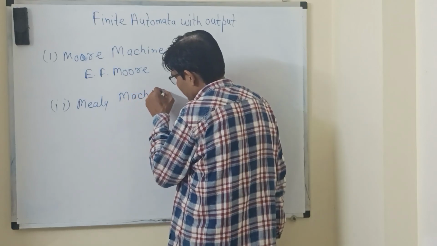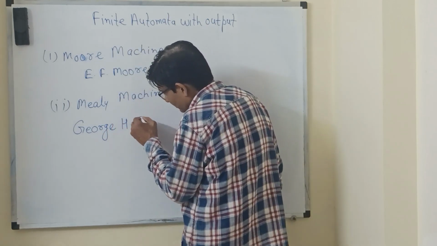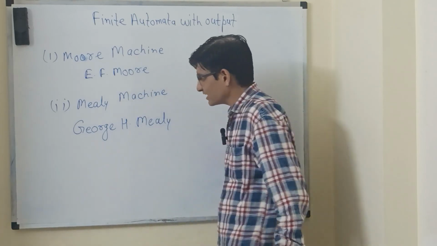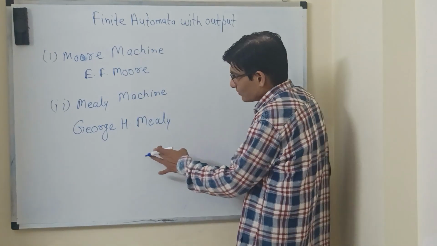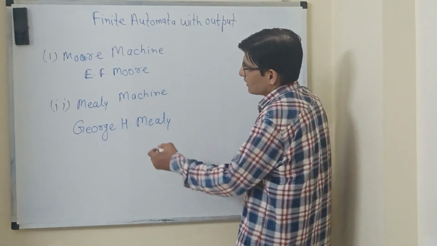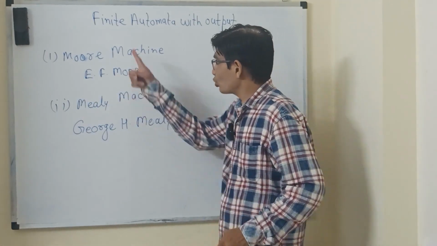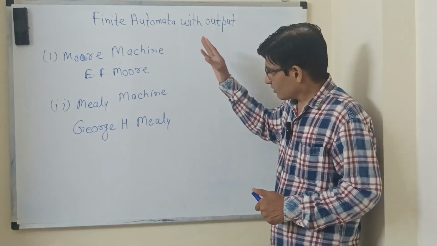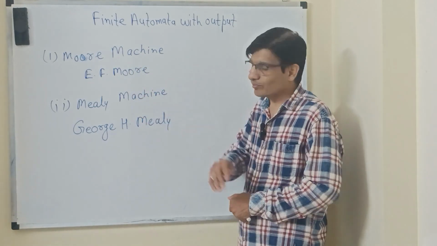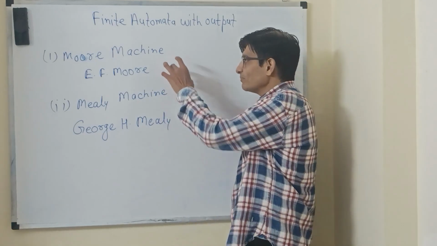This was first introduced by George H. Mealy. So after his name, it is known as Mealy machine. These two kinds, Moore and Mealy machine, we will discuss as finite automata with output. In the next couple of lectures, we will discuss both these machines in detail. Now, we will start with Moore machine here.